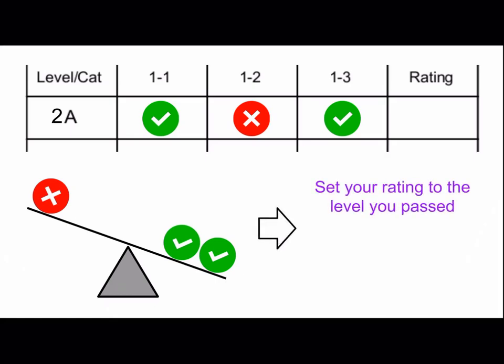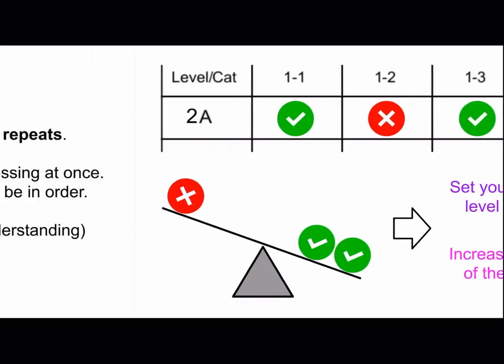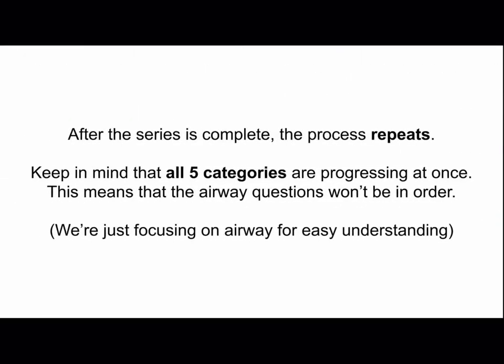So what it's going to decide to do is set your rating to the level you passed, which is level 2, and make a note in there that we can go up a difficulty on the next series. We're going to go up 1. And our next series would then be the next most difficult level of Bloom's. So after the series is complete, the process repeats. This happens over and over again.